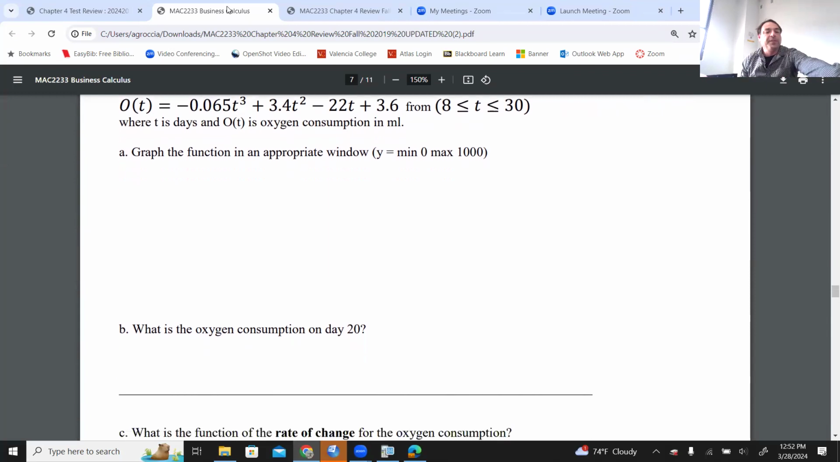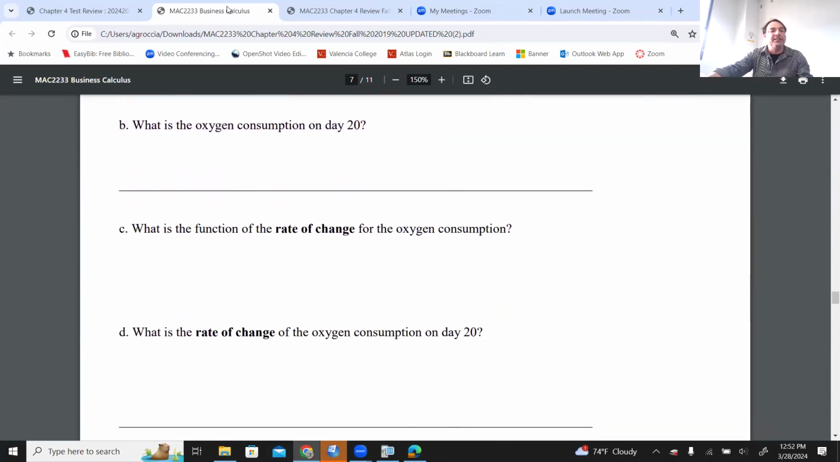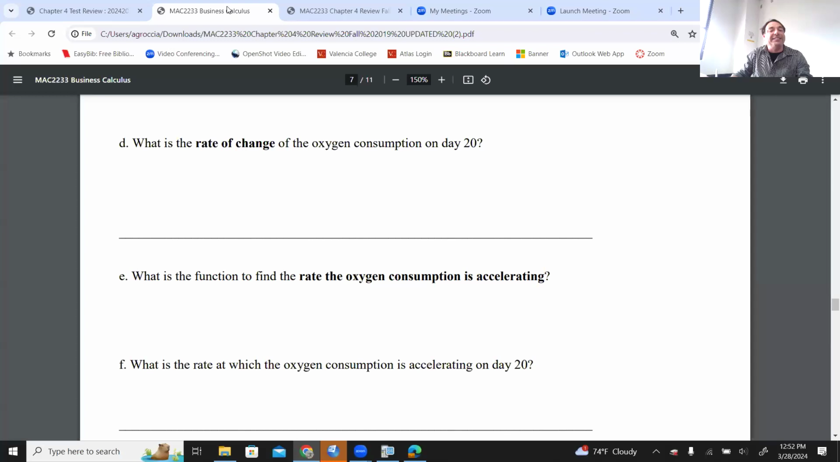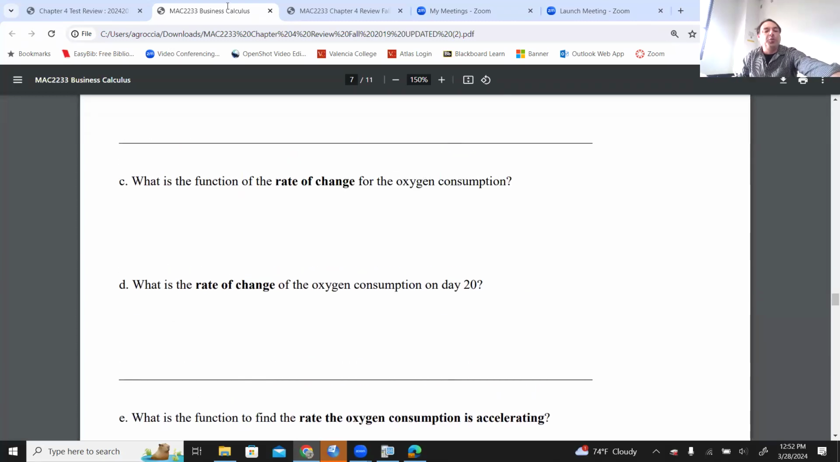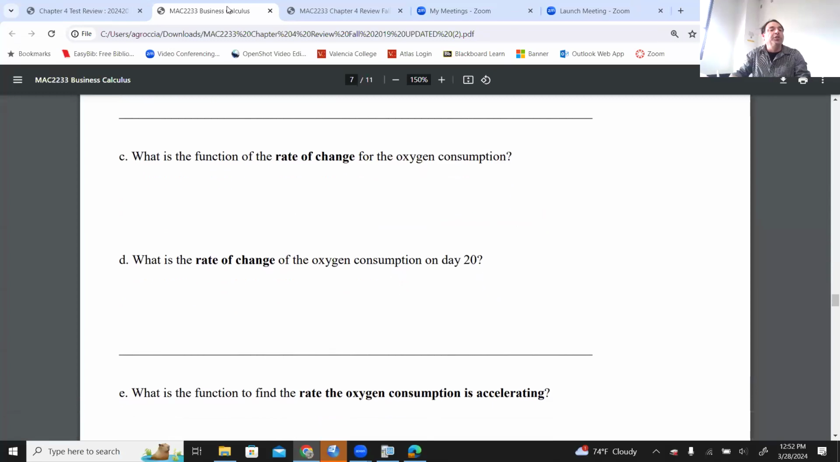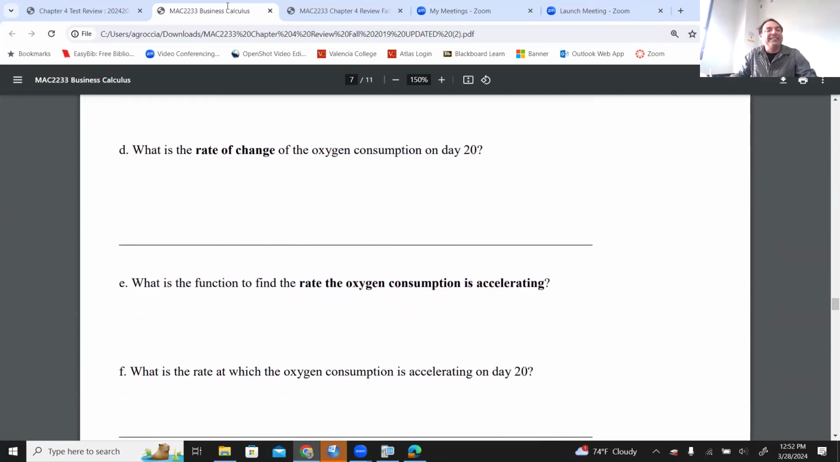But look at the keywords. Here, it says rate of change, and then it says rate of change accelerating. Those are clue words. Rate of change is a clue to do what? Take the derivative. That's going to tell you how the oxygen is changing. What about accelerating? What does that tell you? Take the second derivative, how the rate of change is changing.